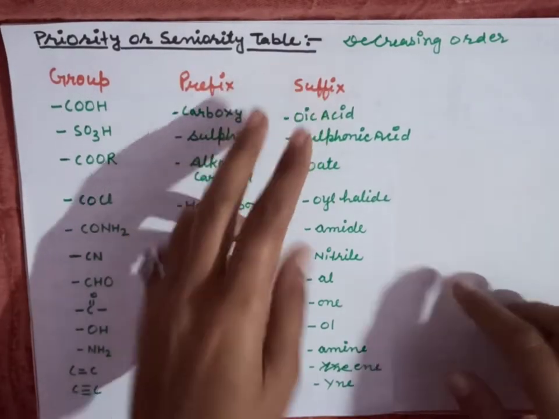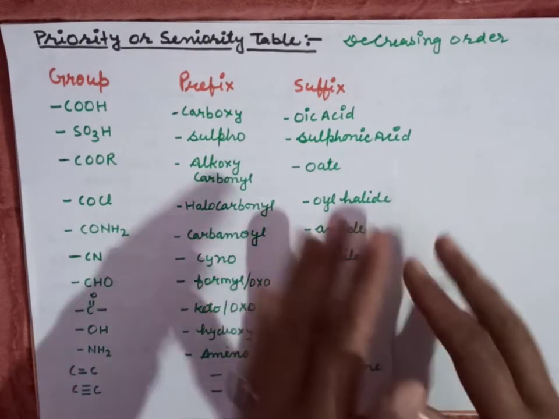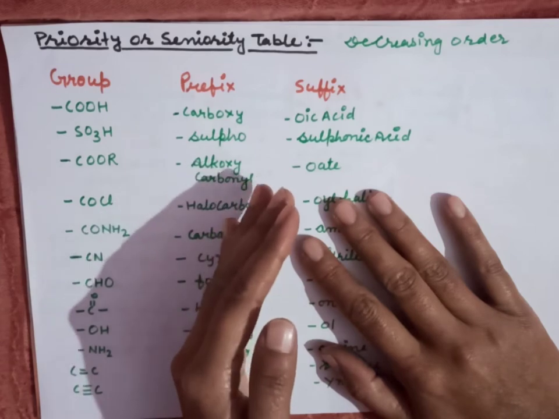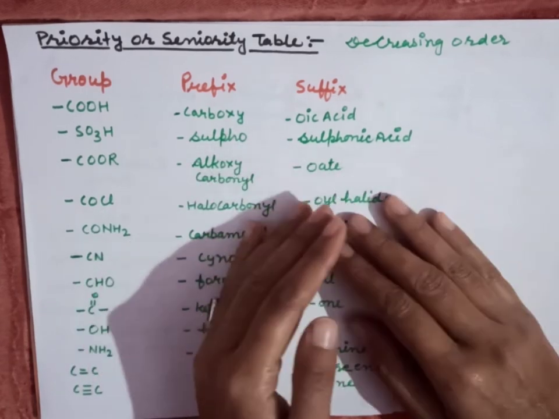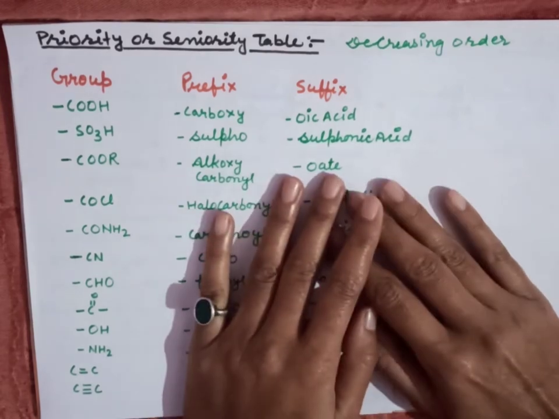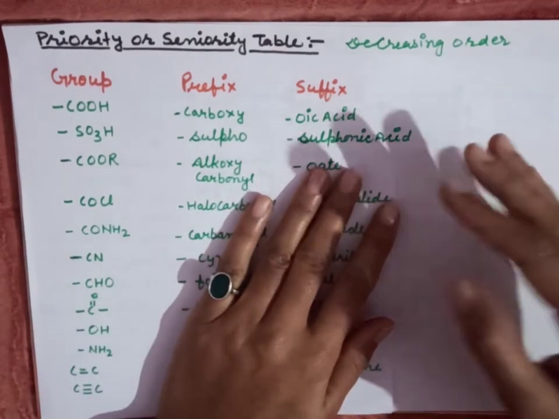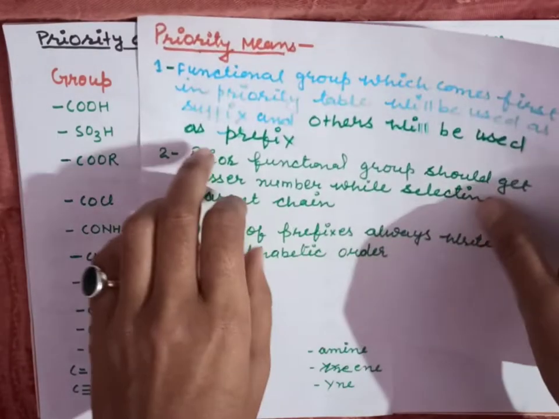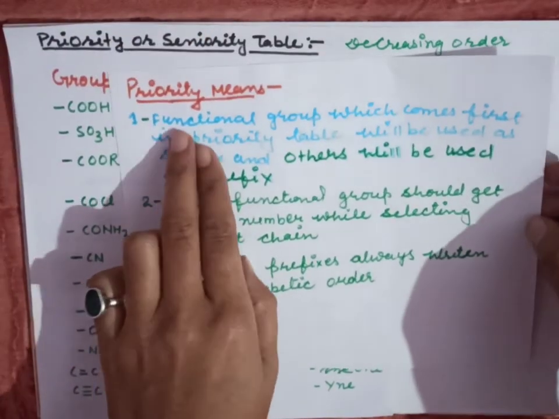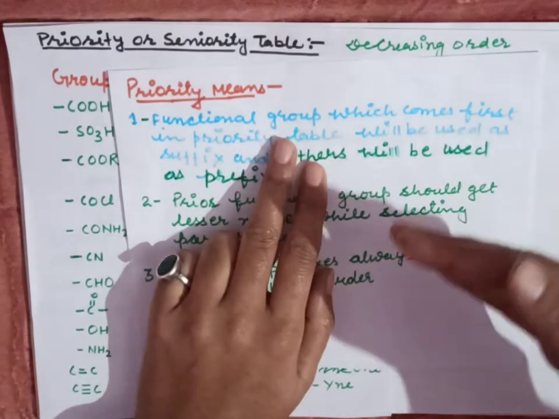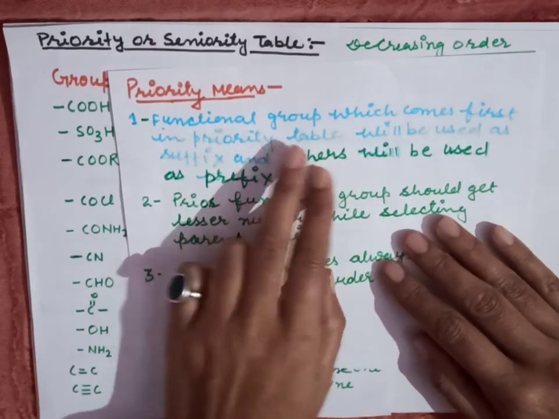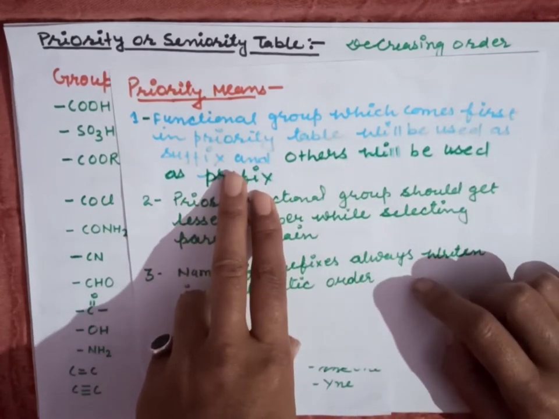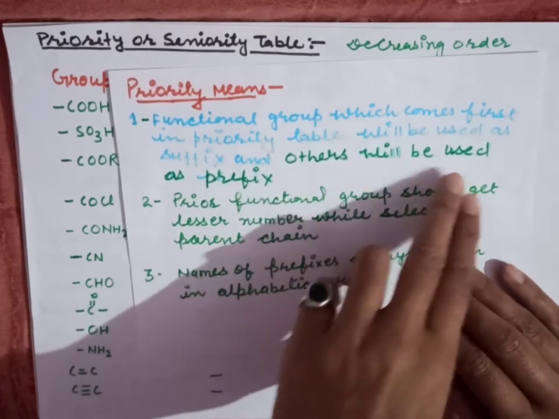Priority or seniority table. Children, whenever we write the IUPAC name of an organic molecule which contains more than one functional group, it becomes difficult to decide which one we have to give priority and how to name. So children, first of all, let us understand what priority means. Priority means that there are some points. The functional group which comes first in the priority table will be used as suffix, and others will be used as prefix.